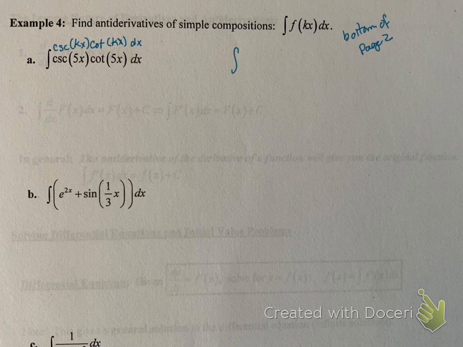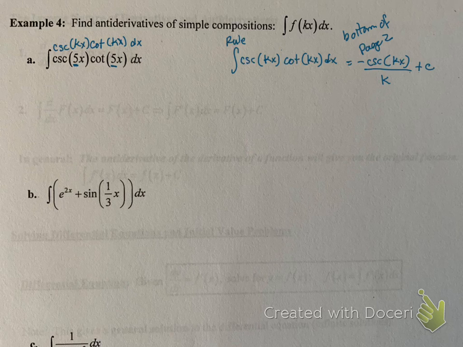So the rule says if we integrate cosecant of kx times cotangent of kx dx, we will get negative cosecant kx all over k plus c. Okay? Whenever you have a value in front of x, and it's not just x, you have to use this particular rule. So let's go ahead and apply this rule.